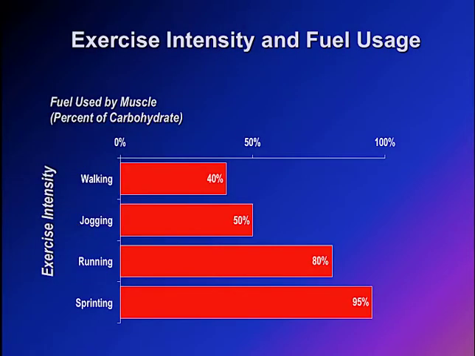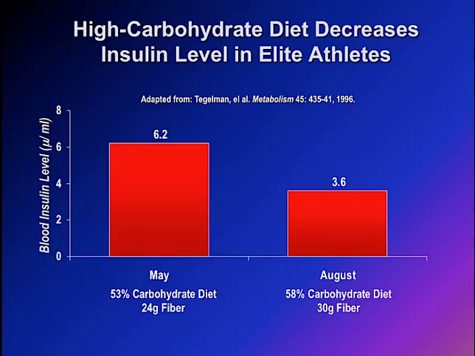This has been pretty well established: the higher the intensity of activity, the greater the reliance on carbohydrate as a fuel. So if you look at this, if you're walking, maybe 40% of the fuel that your muscles use is coming from carbohydrate. If you jog, 50%. If you run, 80%. If you really go fast, almost all the fuel that you're burning per unit of time is carbohydrate. So again, higher exercise intensities, greater reliance on carbohydrate as a fuel.